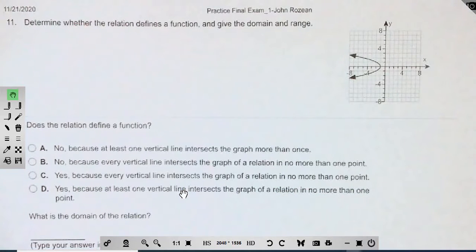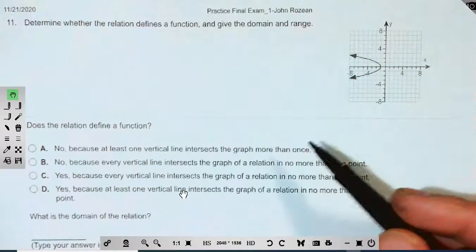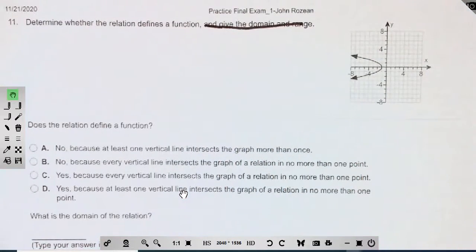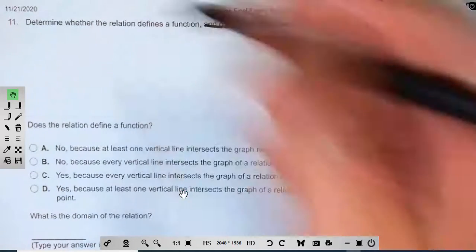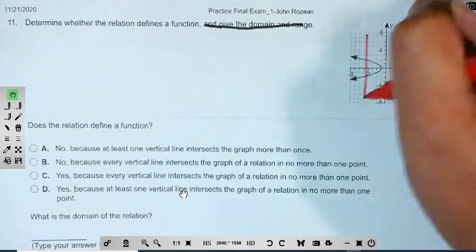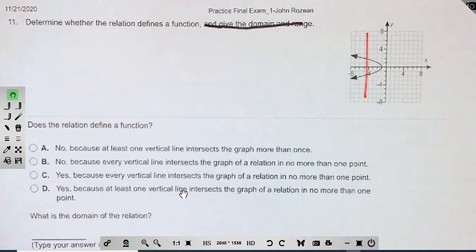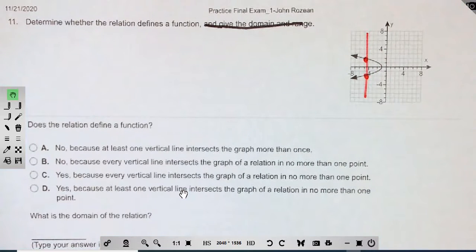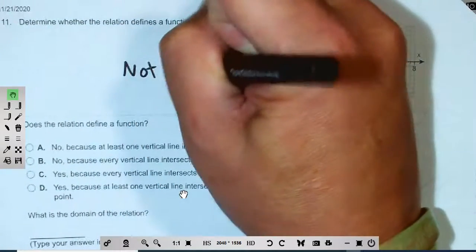By the way, on the practice test it has this additional thing going on, but as far as the final exam goes, it's just going to ask you: determine whether the relation defines a function. What we have here is a graph, so what we want to do is use the vertical line test. We draw a vertical line, and we notice that it intersects at 2 points. So based upon the vertical line test, this is not a function.